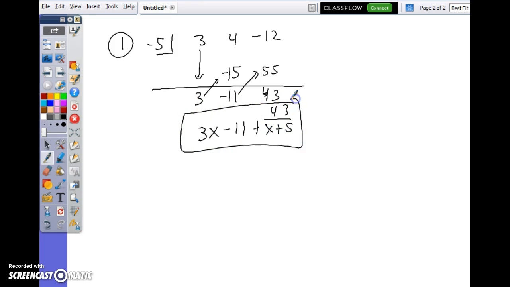Wait, what? How do you have 3x minus 11? Because we know this is going to be a remainder. It's the last thing, right? It's a remainder, so I write that as a remainder. Next thing over is going to be the one without the x. The one before that is going to be the one with an x. And is there another one? Is it x squared? Well, it would be yes. In this case, we didn't get one.